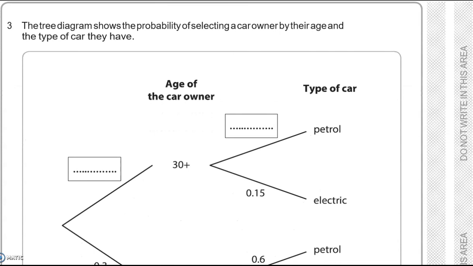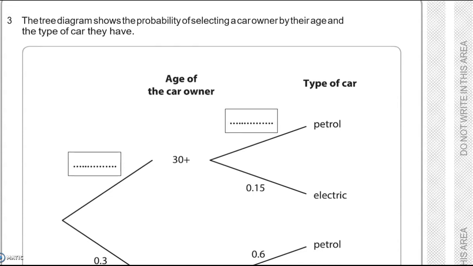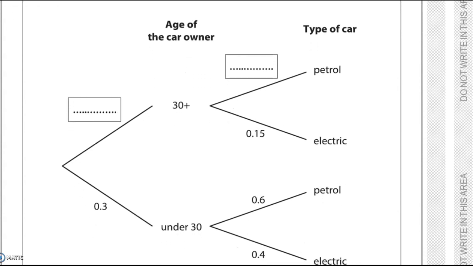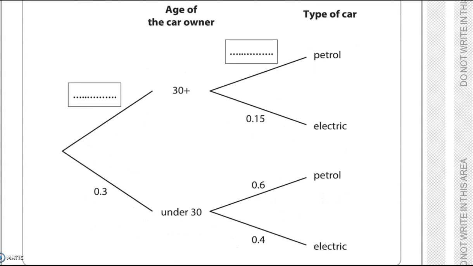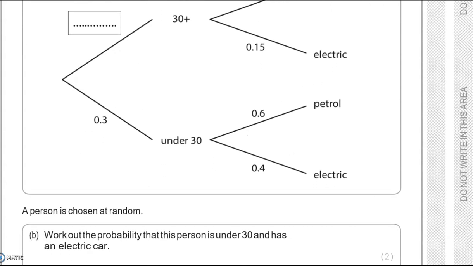The tree diagram shows the probability of selecting a car owner by the age and the type of car they have. A person is chosen at random. Work out the probability that this person is under 30 and has an electric car.